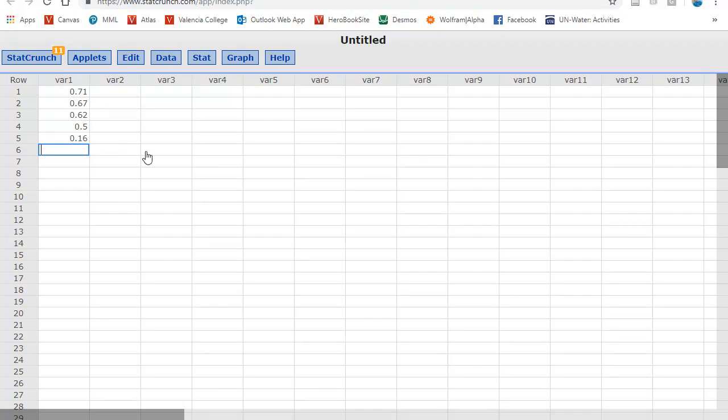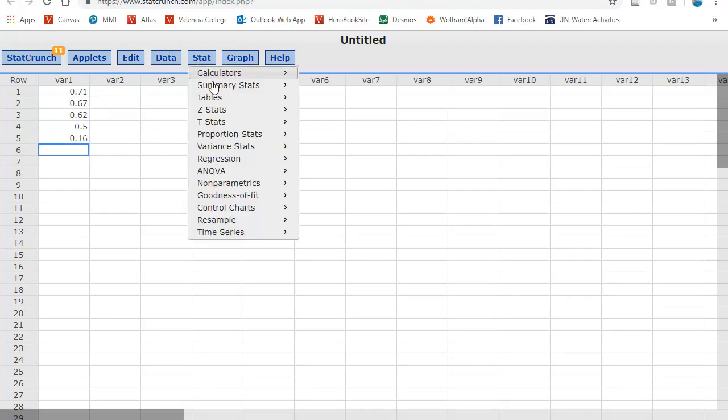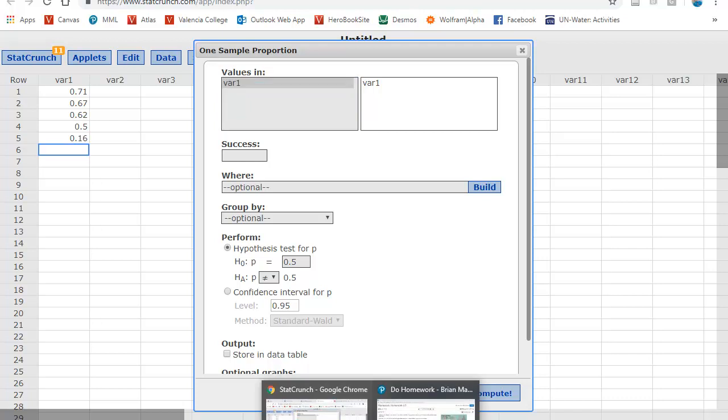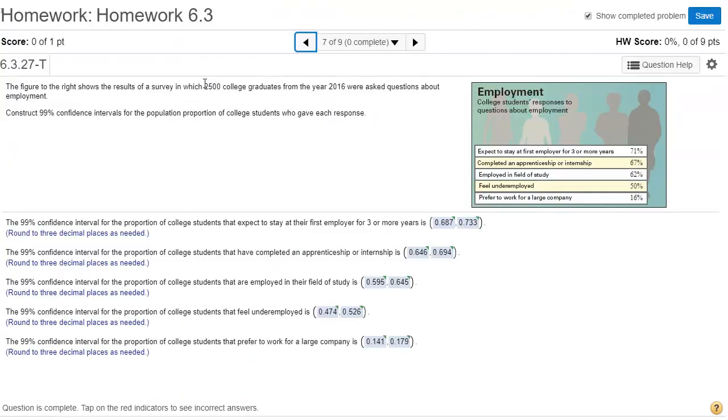Alright, so I've entered that data here, and then I'm going to go to Stat. I'm building a proportion stat. I have one sample, and in this case I have the data. So I'm going to tell it var1, and I need to know the number of successes. Now if I come back and look at this problem, I'm not specifically told the number of successes. I am told the sample size N of my survey. And this first problem says a 99% confidence interval for the proportion of students that expect to stay at their first employer for 3 or more years.